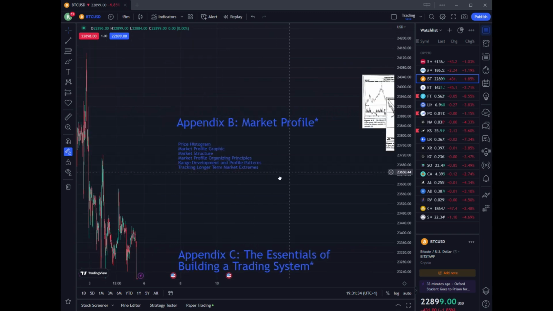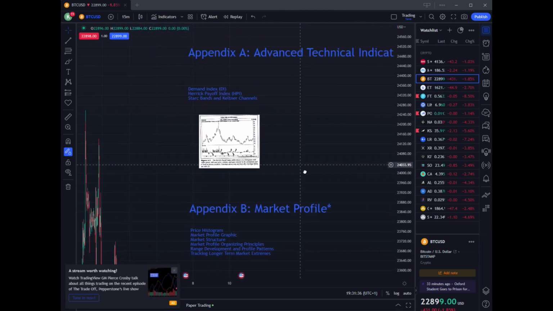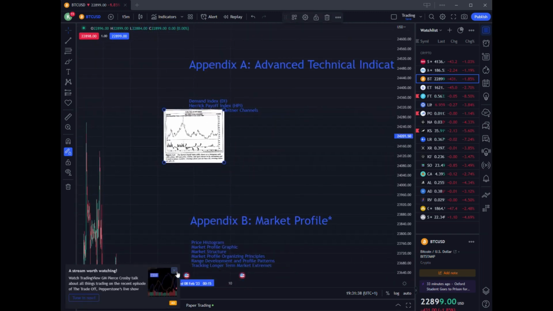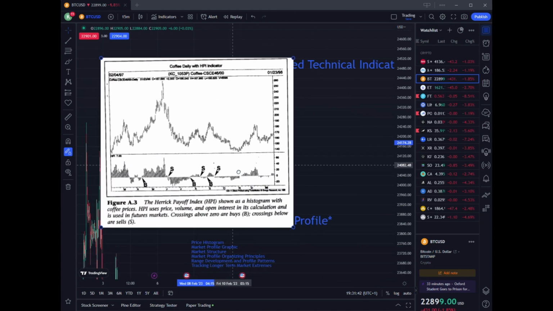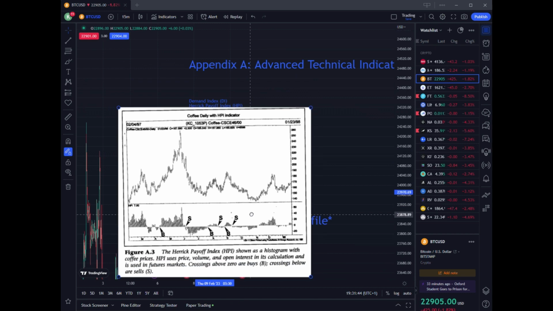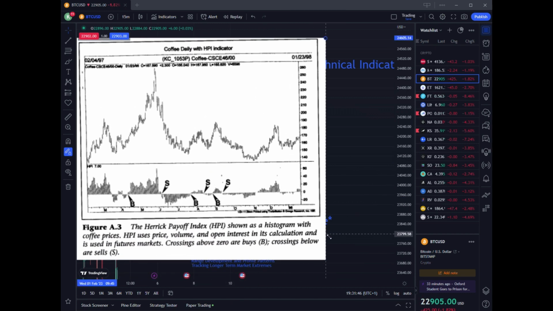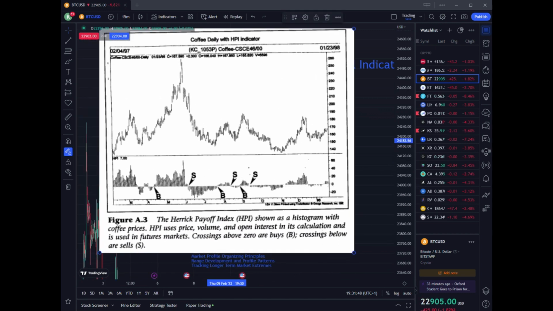Might have to zoom out a bit. Which is gonna be the Herrick Payoff Index. This one sadly doesn't work on TradingView, or maybe I just didn't get it to work. I'll just try it in a second. But basically, this one is about the... let me check for a second.